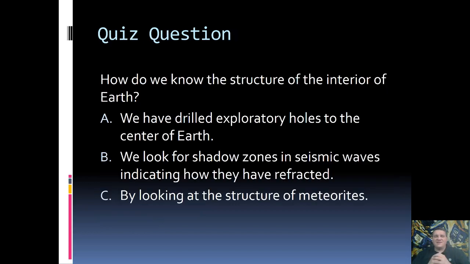Here is our second lecture quiz question. How do we know the structure of the interior of the Earth? A, we have drilled exploratory holes to the center of the Earth. B, we look for shadow zones in seismic waves indicating how they have refracted. Or C, by looking at the structure of meteorites. Go ahead and think about it, and we'll discuss in just a bit.